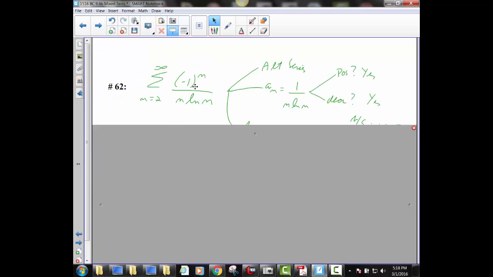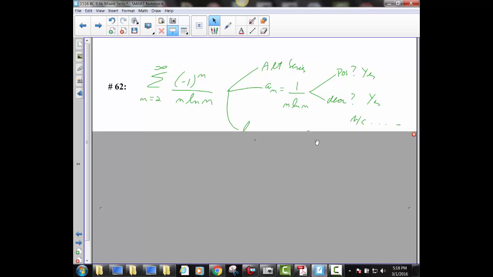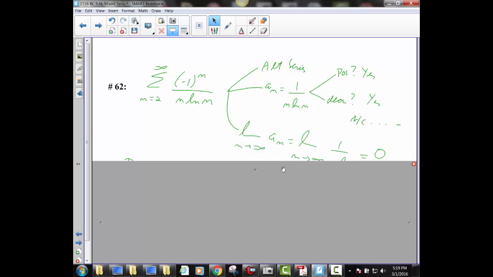Number 62, obviously an alternating series. The an, which is 1 over n ln n, are they all positive? Yes, for n greater than or equal to 2. They had to make it bigger than or equal to 2 here because the ln of 1 would be 0 and you'd have a denominator of 0. Are they decreasing? Yes, you could do a derivative and show that the derivative is always negative, or you could prove it.